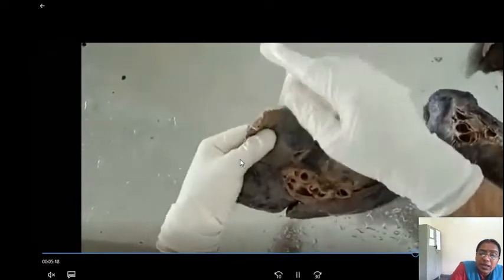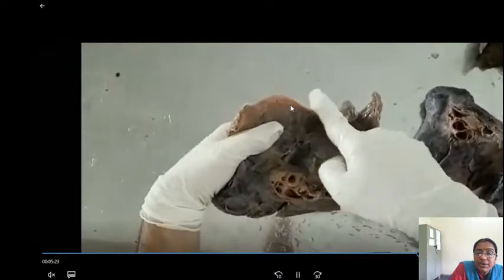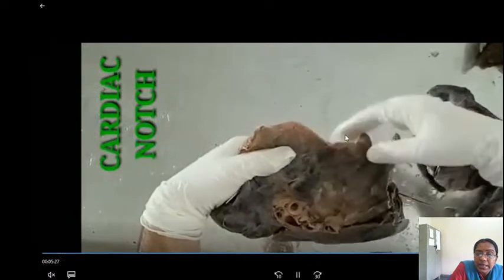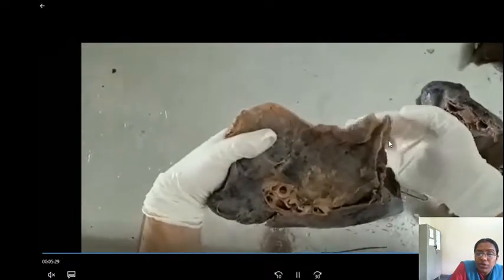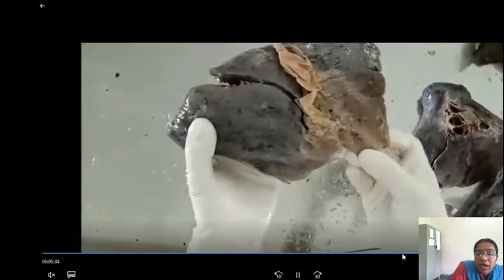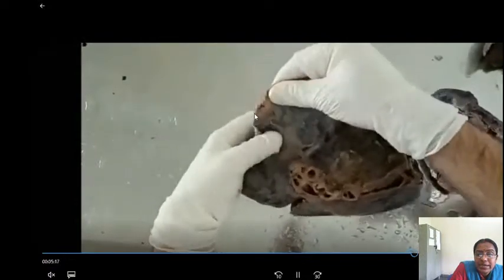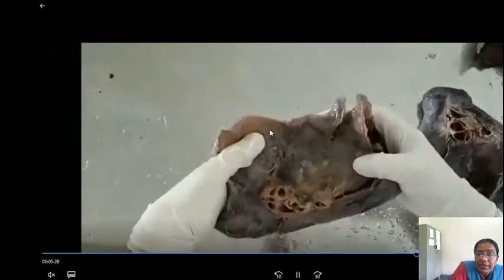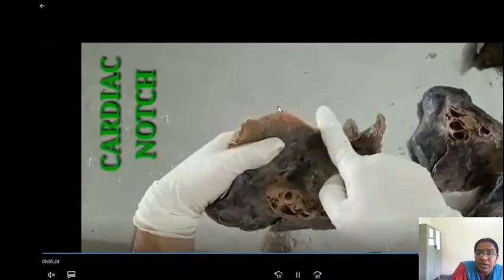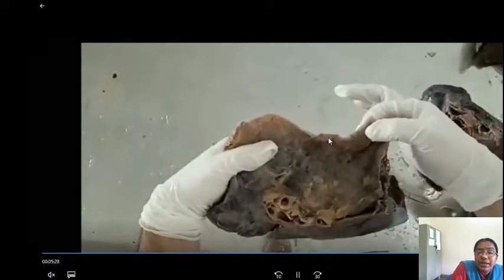On the anterior border of the left lung, you can see an elevation, then a depression, and again a tongue-like elevation. This depression is called the cardiac notch. So this is the anterior border. Unlike the right lung, where it is vertically straight, the anterior border of the left lung is not straight; there is a notch here. This notch is called the cardiac notch.